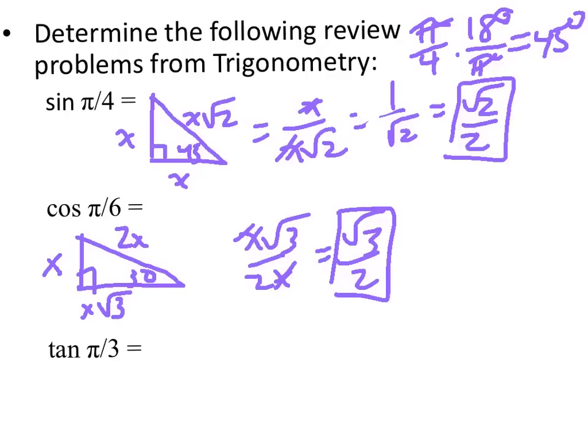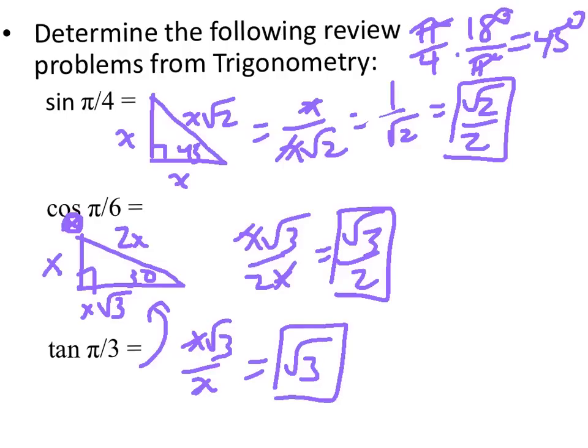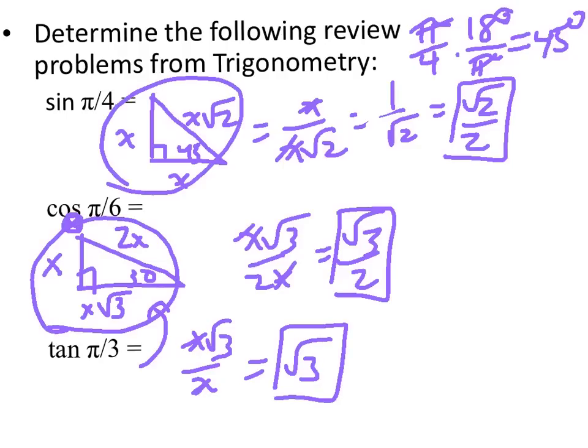Tangent of pi over 3 would be tangent of 60. So using the same triangle up here, imagine standing up here, because that's where the 60-degree angle is. And tangent then would be x radical 3 over x, which again the x's cancel, and I get radical 3. So as long as I can memorize these two triangles, I should be able to find sine, cosine, and tangent of any angle that they give me on the AP exam quickly and easily without a calculator.